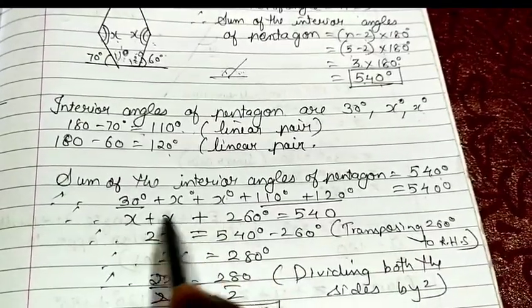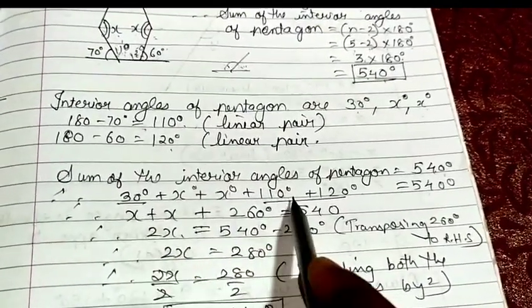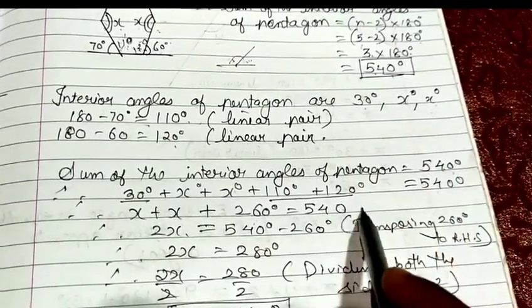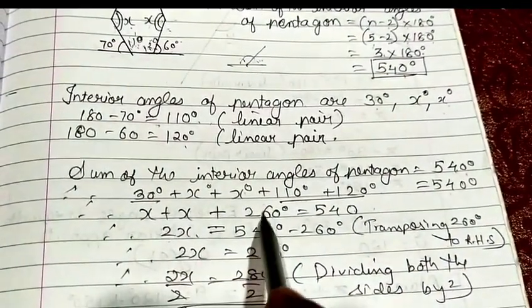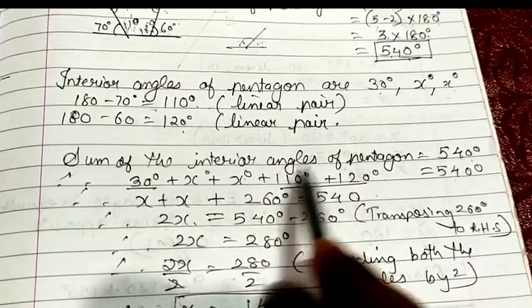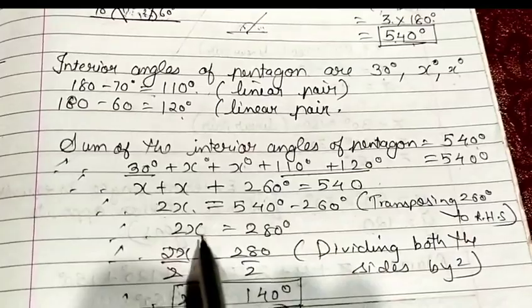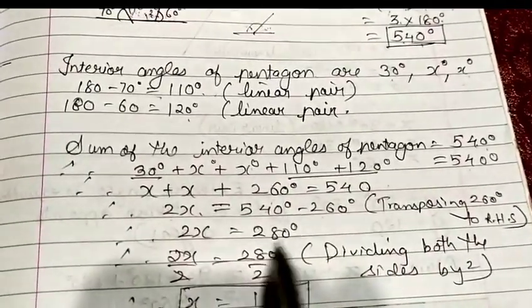Then x plus x, that is 2x, and 30 plus 110 plus 120 gives 260, equals 540. Then 260 you have to take toward your right hand side. While transposing, positive will become negative. That is 2x equals 540 minus 260. That is 2x equals 280.